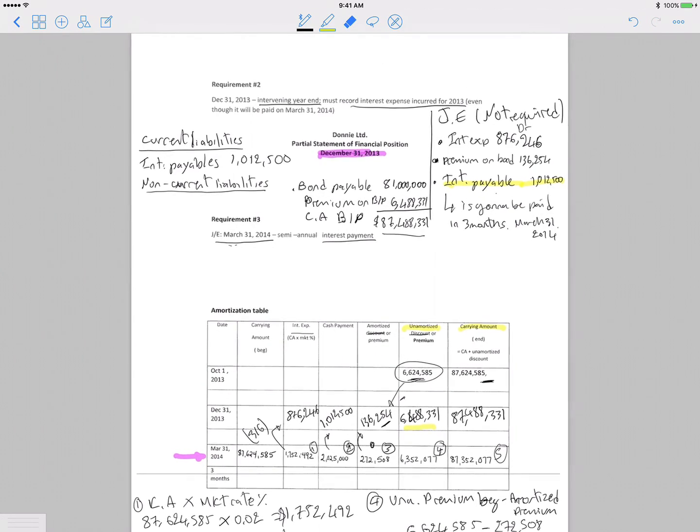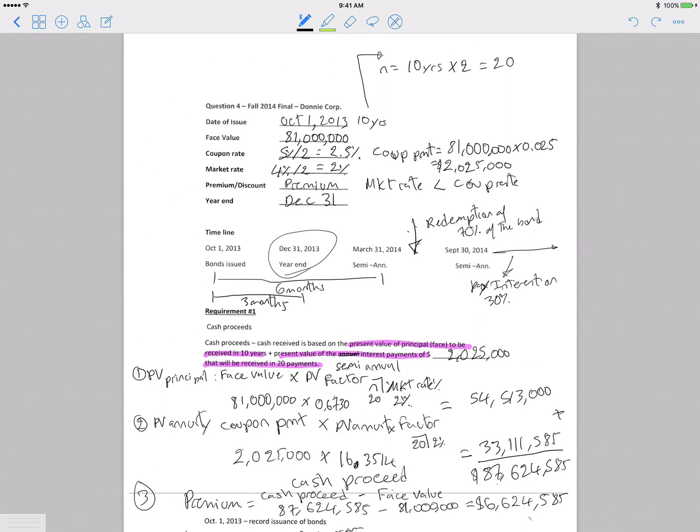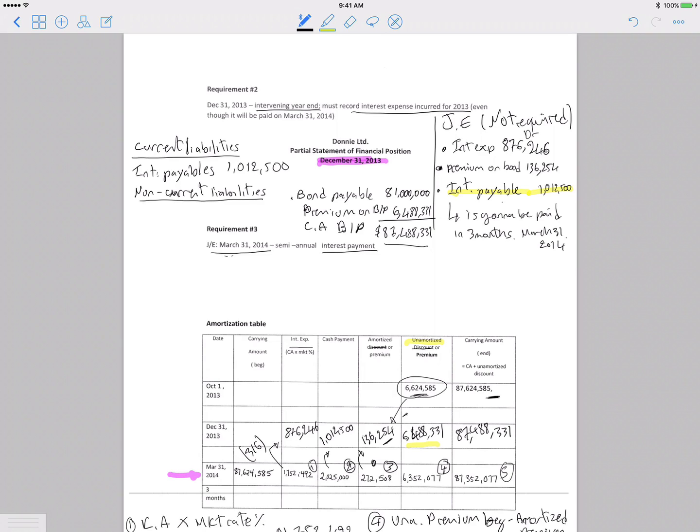So if you go back to March 31st, 2014, we have to record again for the other 3 months of interest. So 3 months of interest expenses that incurred from January 1st, 2014 to March 31st, 2014. We have to amortize the premium with that, and we have to make the payment of interest. So our account is going to be interest expense. We're going to have the premium to amortize. We're going to have the interest payables to pay.